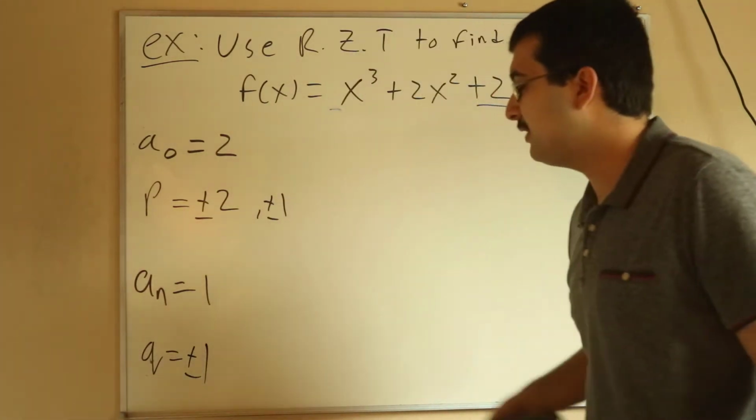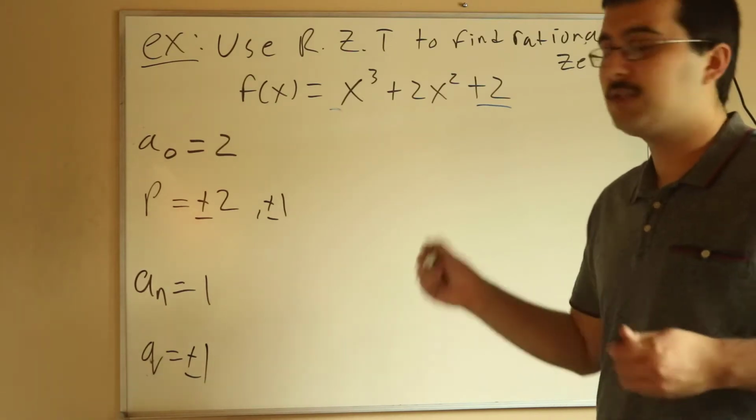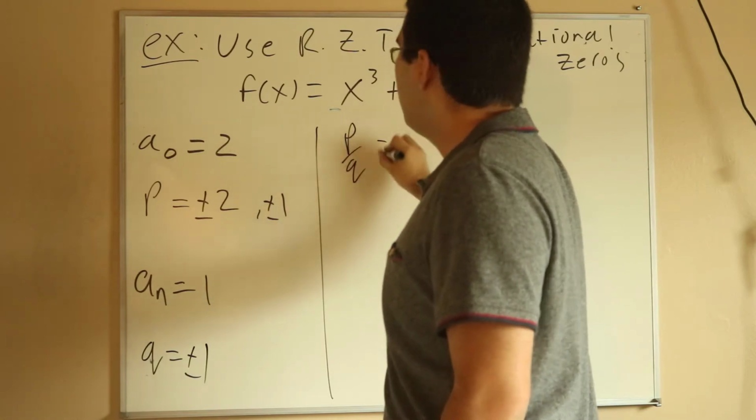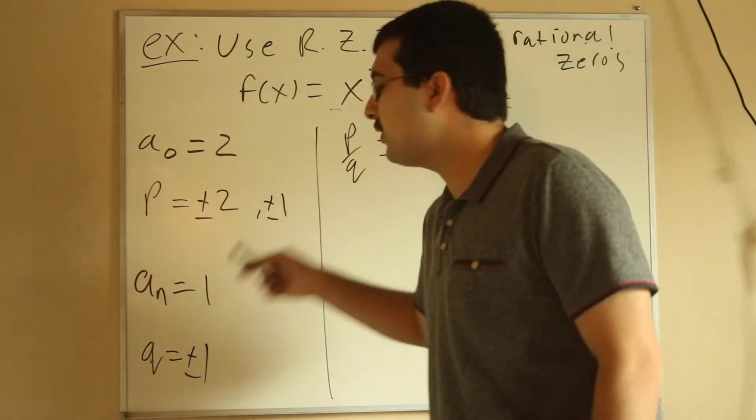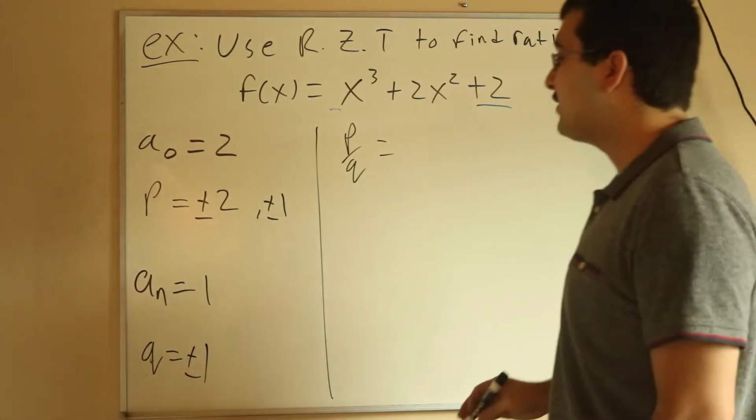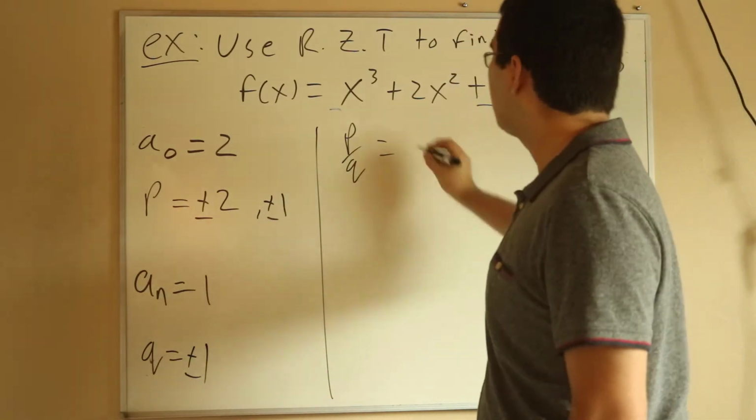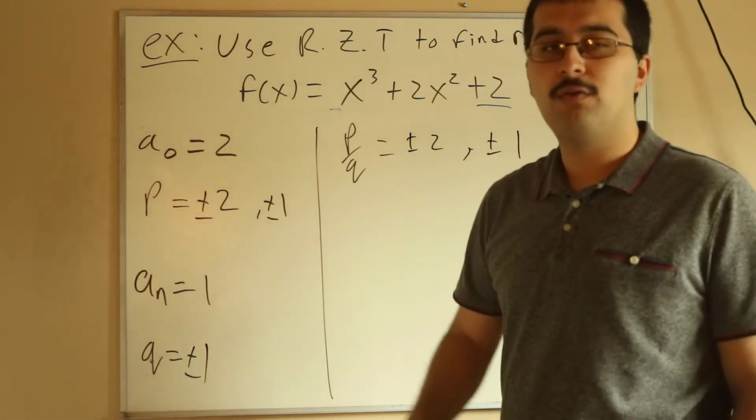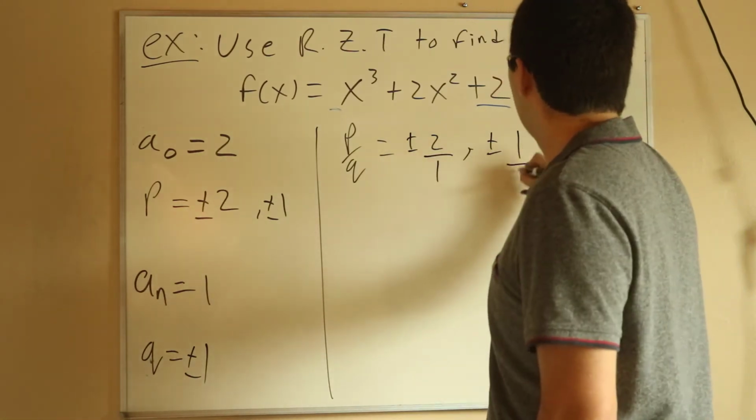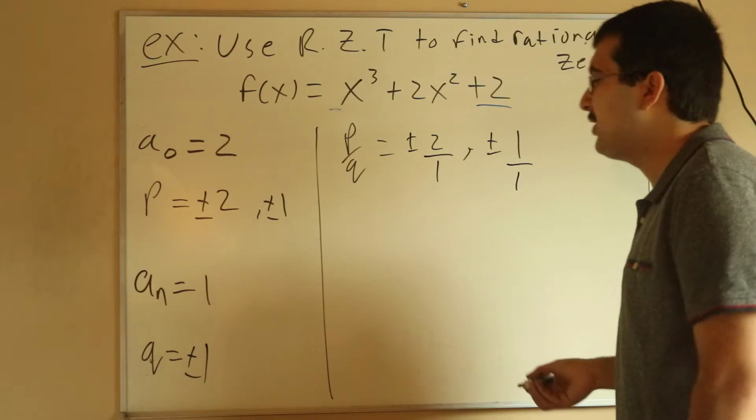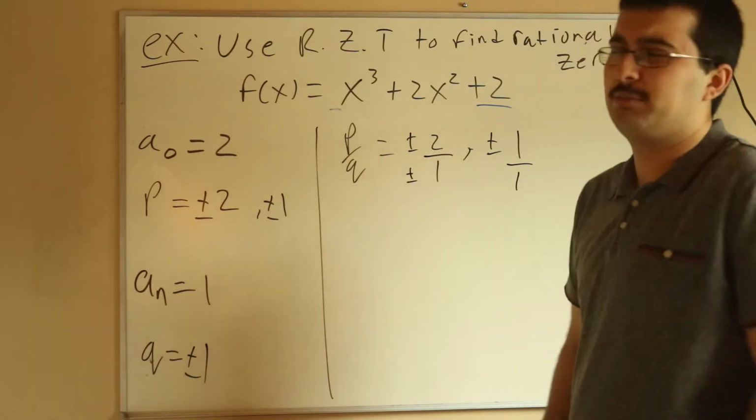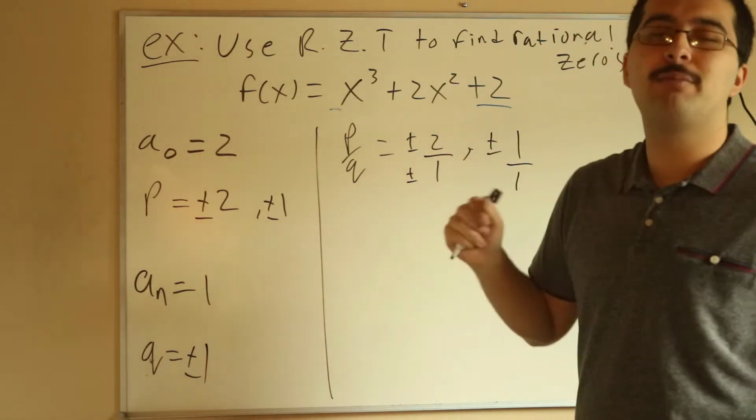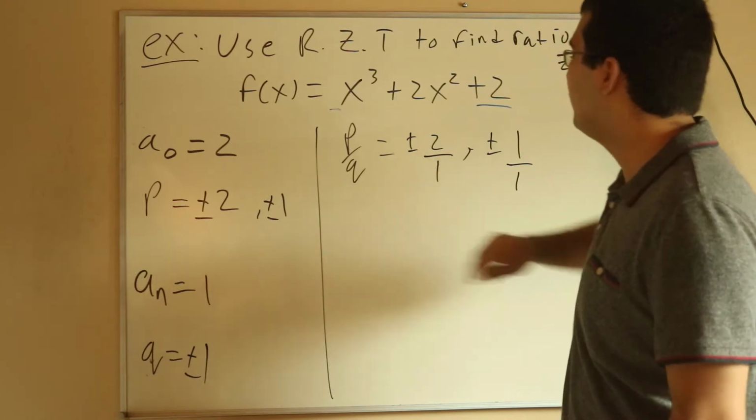So great, we have identified our P's and our Q's. Now the test tells us to go ahead and do P over Q. Do all possible combinations of P's over Q's. That's the big idea, all right? So we need to take all our P's, plus minus 2, plus minus 1, and I need to do it over all my Q's, 1, 1. I don't bother writing plus minus 2 over plus minus 1 because both these plus minuses get absorbed into a single plus minus. So you only need to write it like that.